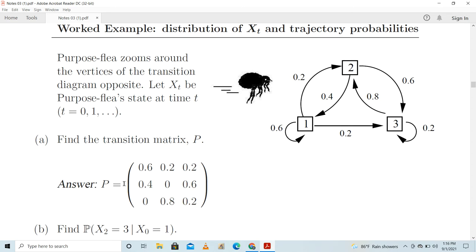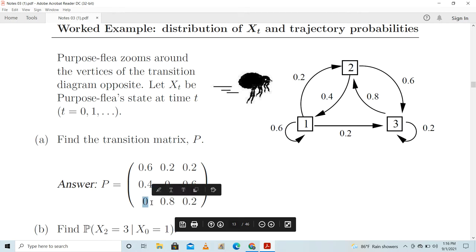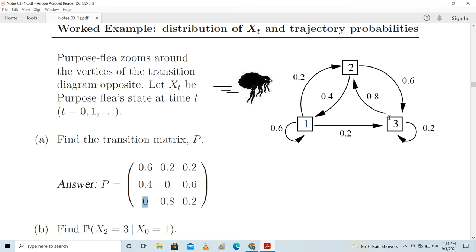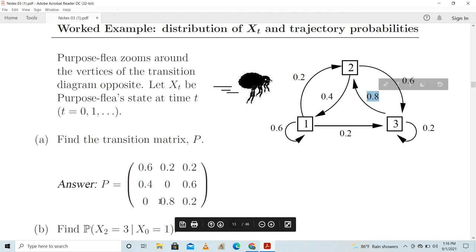Then we start with state 2 in the second row. Going from state 2 to state 1, the probability is 0.4. So you have 0.4. Reaching state 2 from state 2, we can't come back to the same state, so that probability is 0. Then 2 to 3, the probability is 0.6, which we can write here. Then the last state, state 3: from state 3, we can't reach state 1 and we can't reach state 2, so those probabilities are 0. And reaching the same state, we have 0.2 as the probability. So by looking at the transition diagram, we can complete the transition matrix.